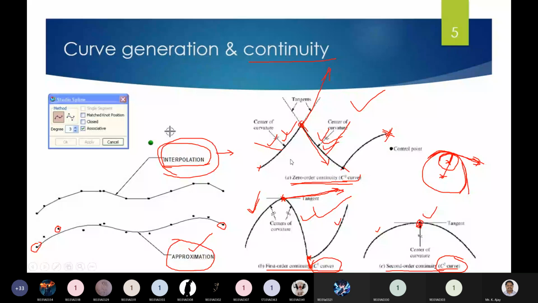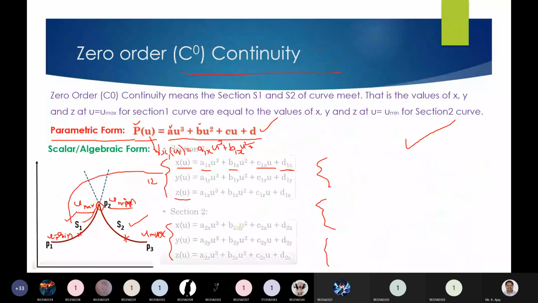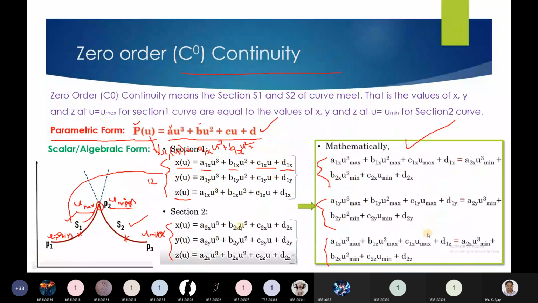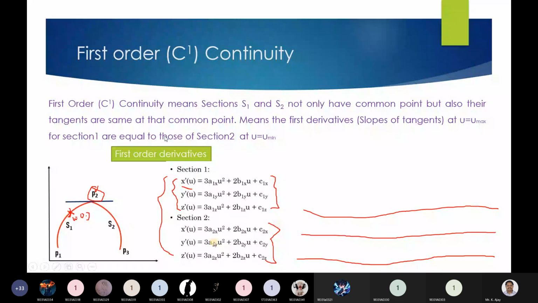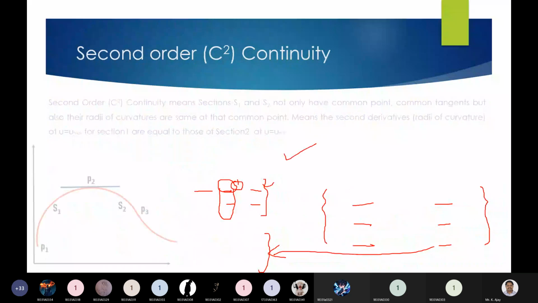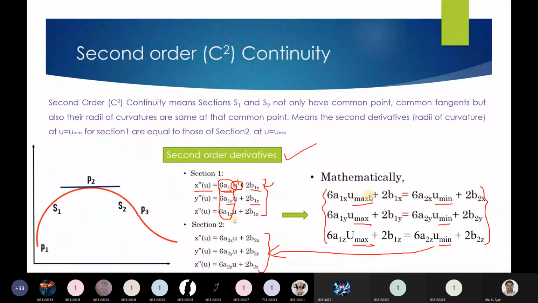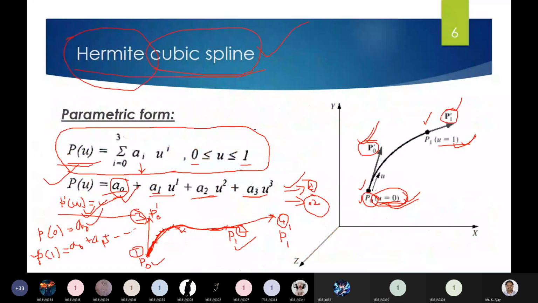And I also explained the mathematics behind the zero order continuity. All these things we already discussed. So I don't want to get into the explanation part again. So second order continuity, and now Hermite cubic spline also was discussed in the last class.